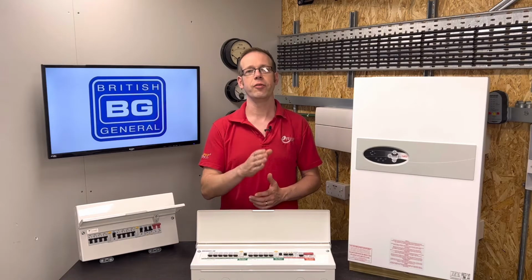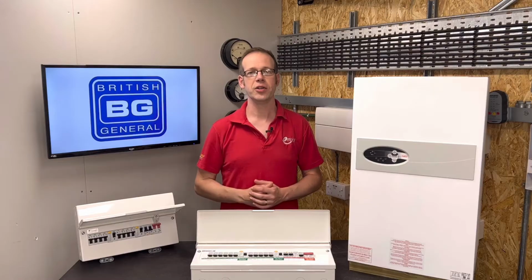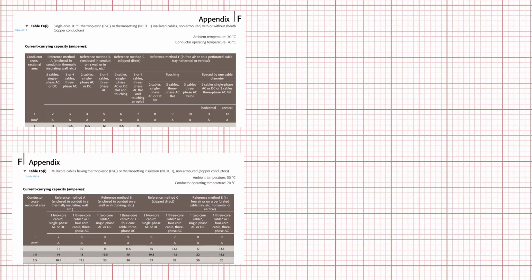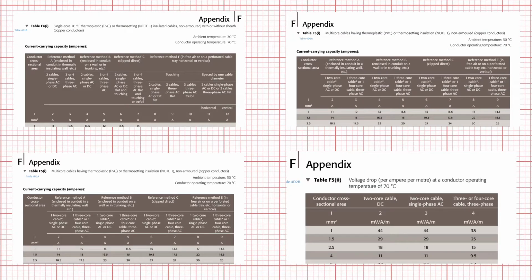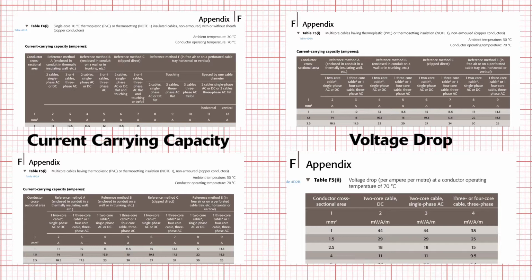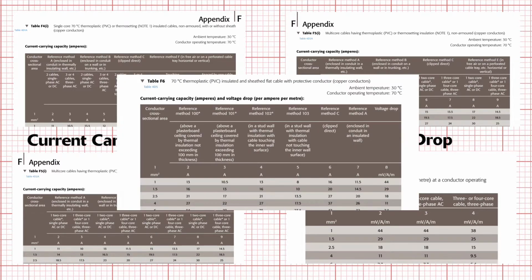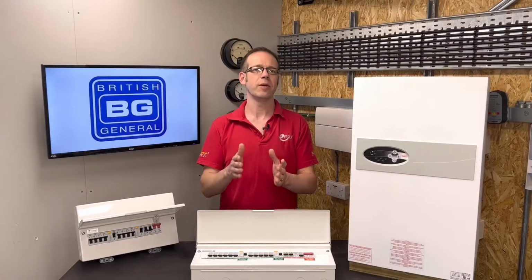In tables F4 to F6, we find information on the current carrying capacity of cables. Tables F4 and F5 are subdivided into two separate tables, one covering current carrying capacity and one covering the voltage drop for the cables. Table F6 contains all the information in one place, so which of these tables are we going to use? Well, each one has a description as to what it covers.